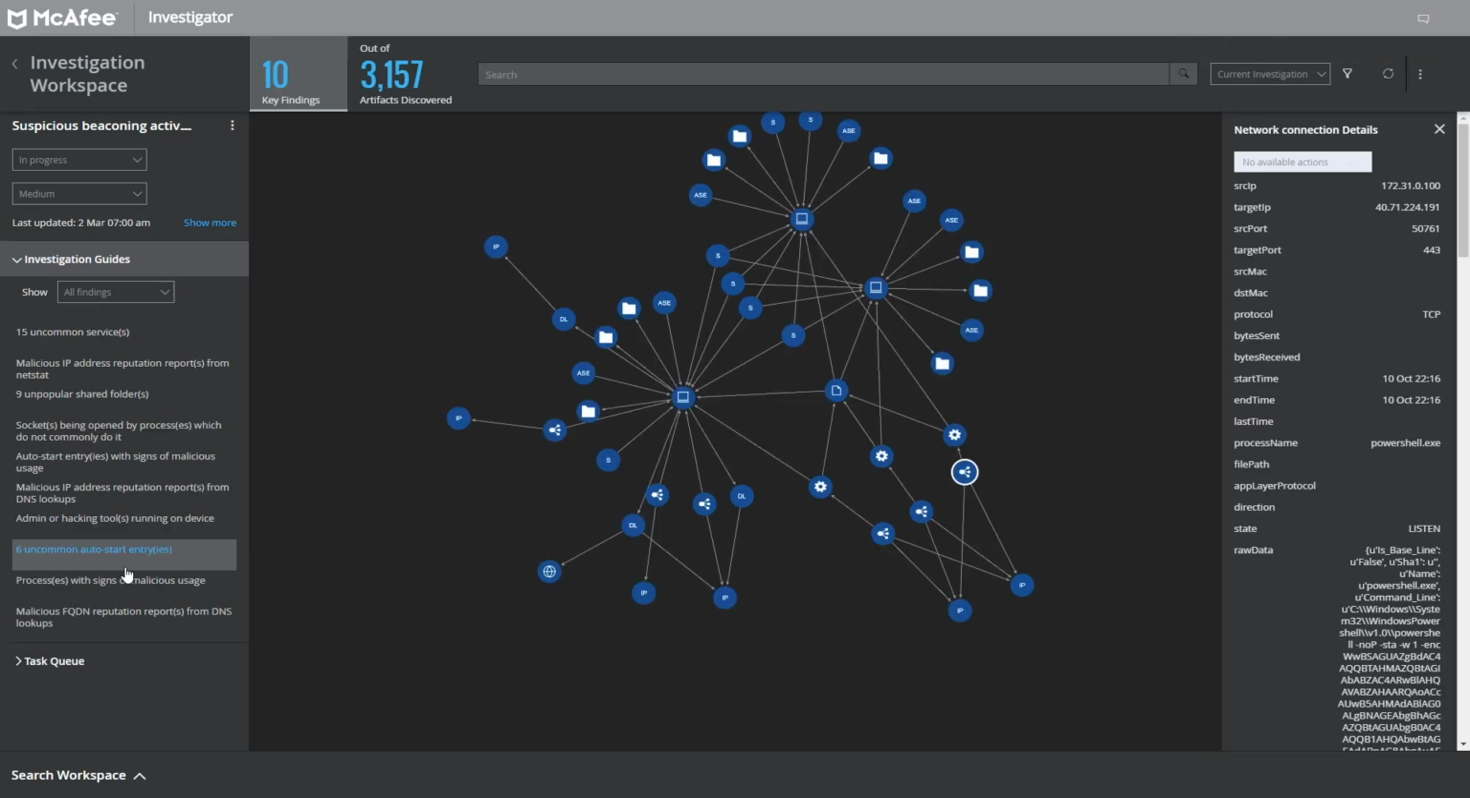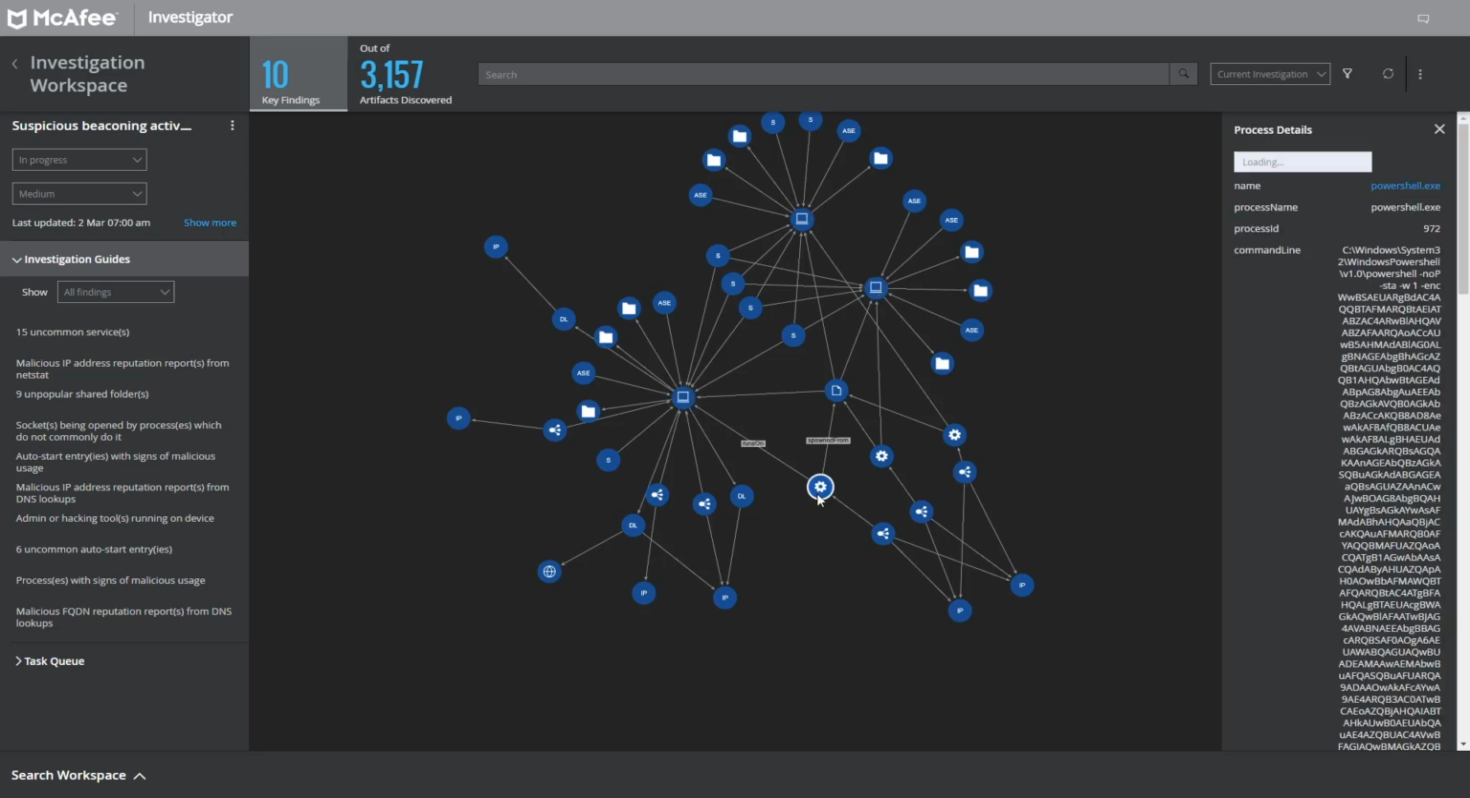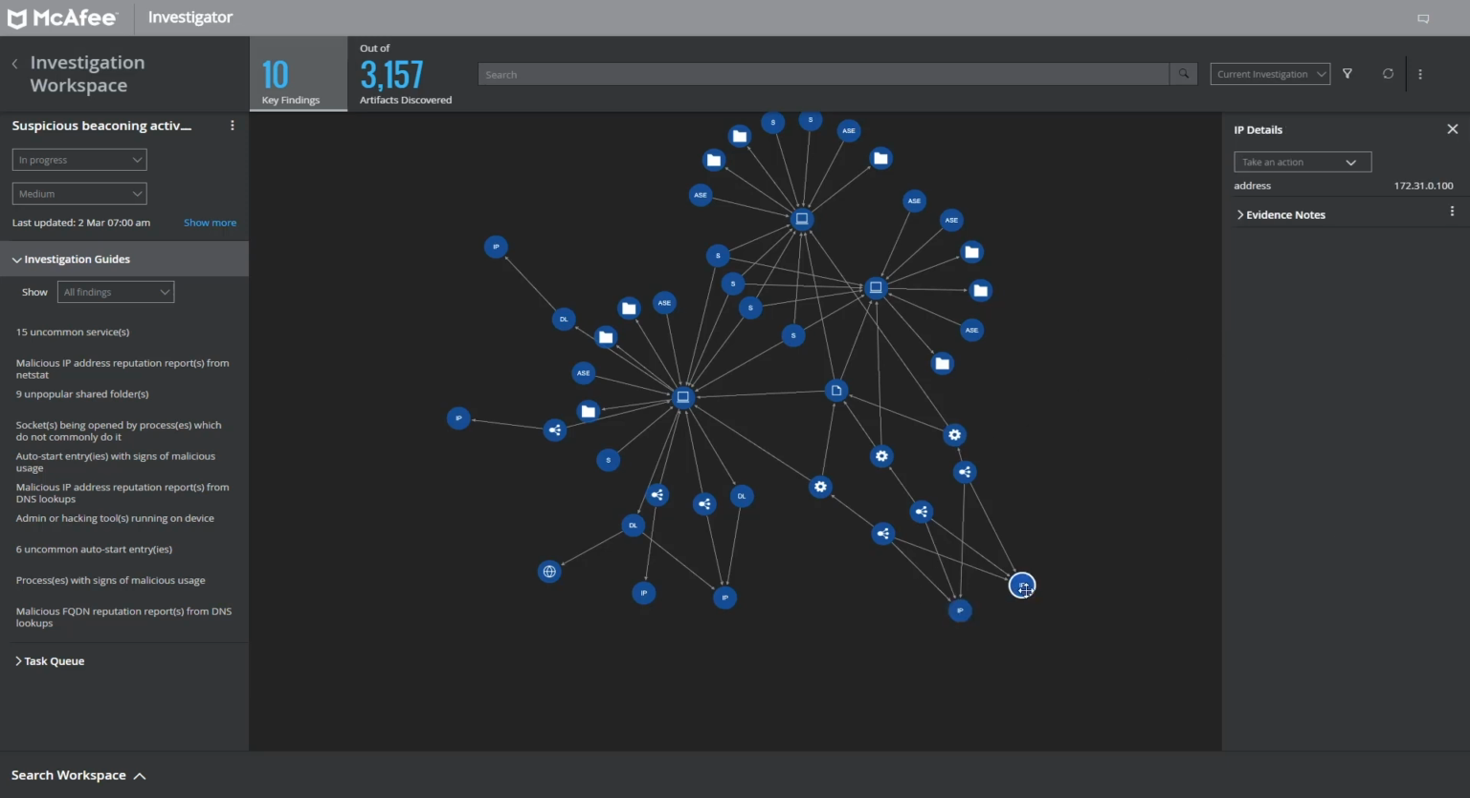After a few moments, we see there are now three machines which are all running the PowerShell process, all with similar command line arguments, all communicating with these two IPs. So through this, we were able to quickly scope and determine that there are multiple machines impacted by this threat.